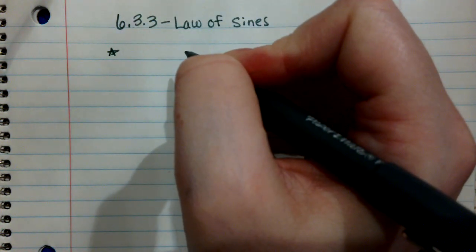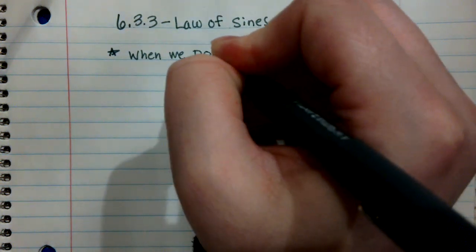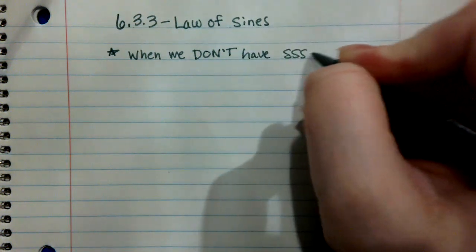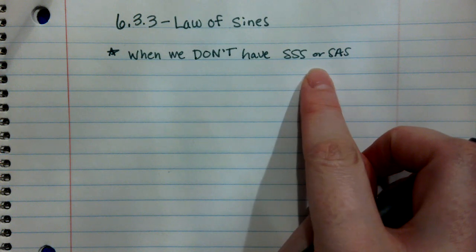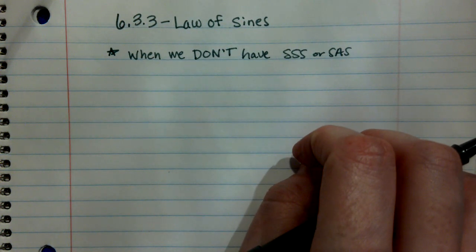So the law of sines, the first thing we want to do is remind ourselves when we use it. The easiest way to remember it is it's just anytime you can't use the law of cosines. So when we don't have side, side, side, or side angle side, because those are the only two we can use cosines for. If we don't have those, then we're going to want to default to the law of sines.